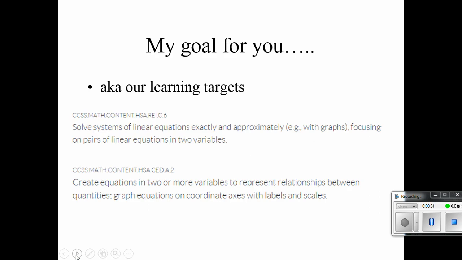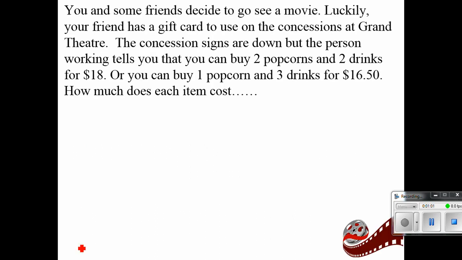So my goal for you today is to remember our learning targets and remember what we're trying to do here. And you need to be sure that you're aware that these are standards that we need to accomplish. We need to be able to solve systems of linear equations exactly and approximately using graphs. We've done that, but we need to focus on solving a system and how to do that. And sometimes we need to be able to create the equations ourselves. And that's a part of this other standard here, where we need to come up with the equations based on a context and then use our skills to go ahead and solve them. So for this, we're going to take a look at some story problems because they require us to create some equations ourselves.